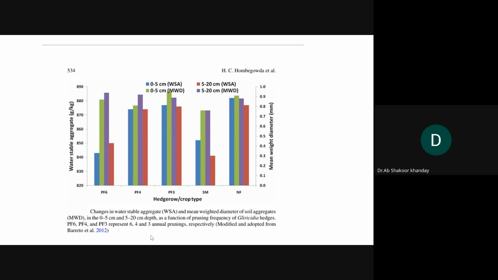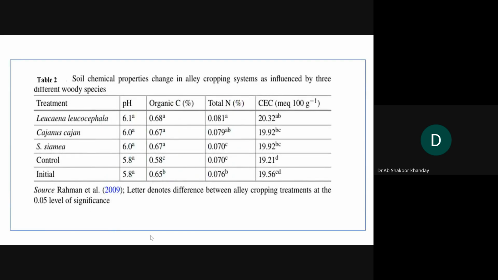Soil chemical properties change in alley cropping systems as influenced by three different woody species. You can see under the Subabul, Leucaena leucocephala, pH, organic carbon, total nitrogen, it was best. CEC, very important with respect to soil's capacity to hold the nutrients, was also improved as compared to initial conditions and as compared to the control.